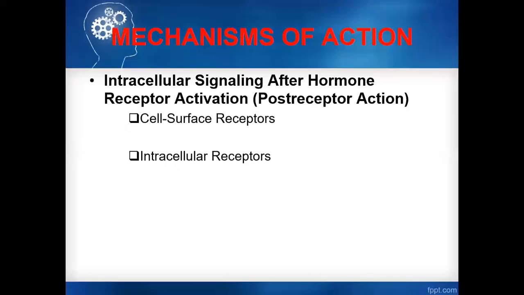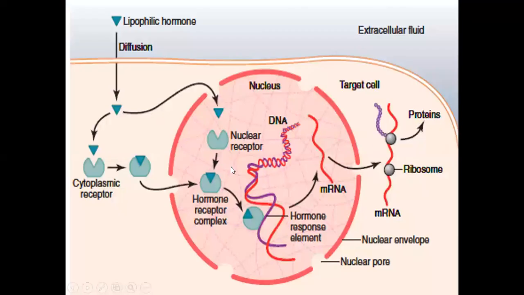Now, it is actually different for intracellular receptors. By post-receptor action, I'm trying to establish what happens after the hormone binds to the receptor, thus the term post-receptor action. It's a different set of events that happens with intracellular receptors. So, using the same diagram.